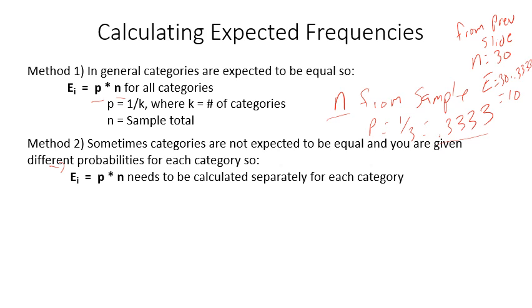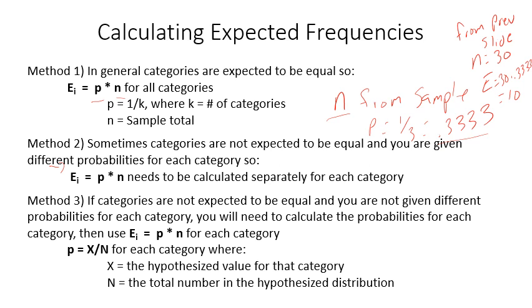However, that's not often the case. What is often the case is you're not given different probabilities. What you're instead given is basically a hypothesized frequency. And in this, you still need to use the expected equals probability times n for each category. However, you need to calculate the probability for each category, where the probability for each category is the hypothesized value for that category divided by the total number in the hypothesized distribution. This n is the big N because this is in the hypothesized distribution.